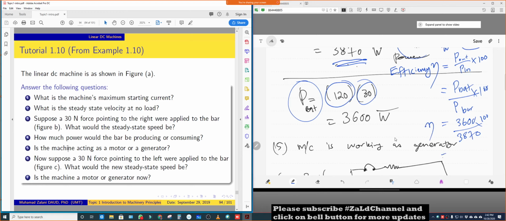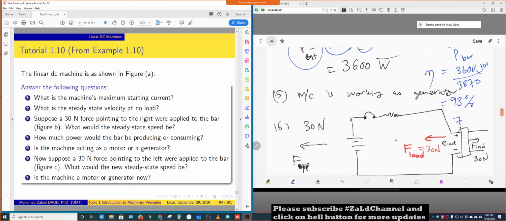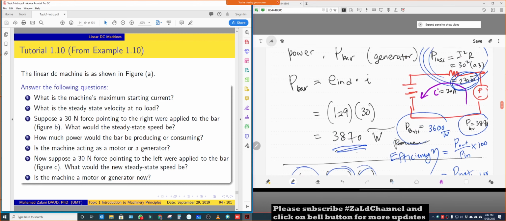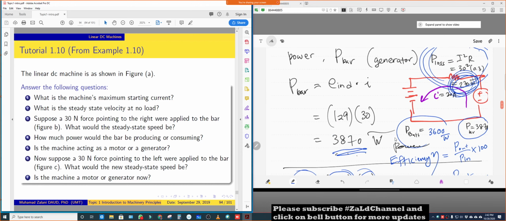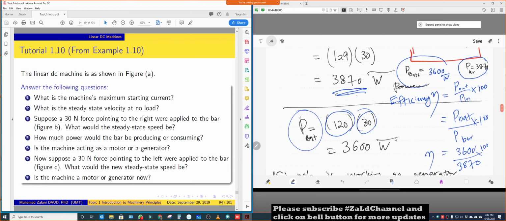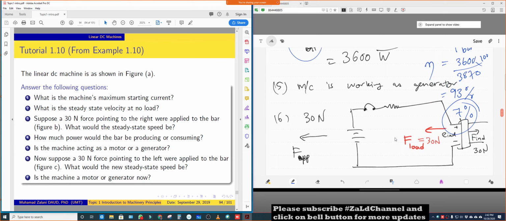So the efficiency in percent is about 93%, which is 7% power loss. This 7% is actually about 270 watts. All right. Okay, so that is up to number 5.